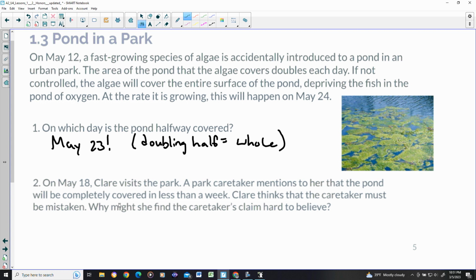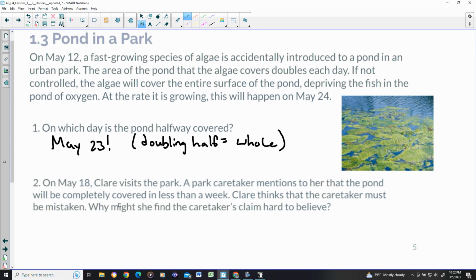Okay, so now on May 18th, Claire visits the park. The park caretaker mentioned to her that the pond will be completely covered in less than a week, which is true. The pond caretaker is correct based on the definition that we already know because it's a 6-day difference. But Claire thinks that the caretaker must be mistaken. So, why would we find this hard to believe? Think about it. On May 18th, what do you think the pond looks like?